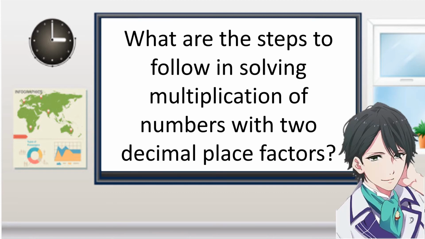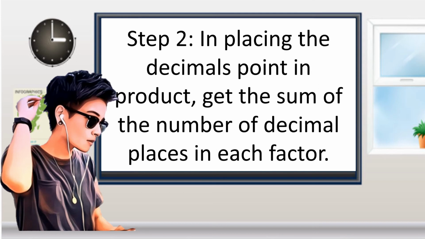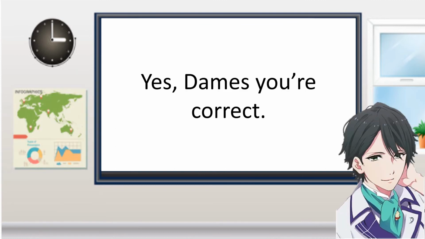What are the steps to follow in solving multiplication of numbers with two decimal place factors? James says, in step 1, in multiplying a decimal by another decimal, you can multiply as if they are whole numbers. Step 2, in placing the decimal point in the product, get the sum of the number of decimal places in each factor. Yes, James, you are correct.